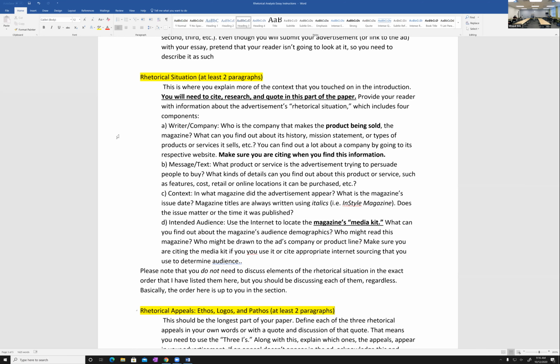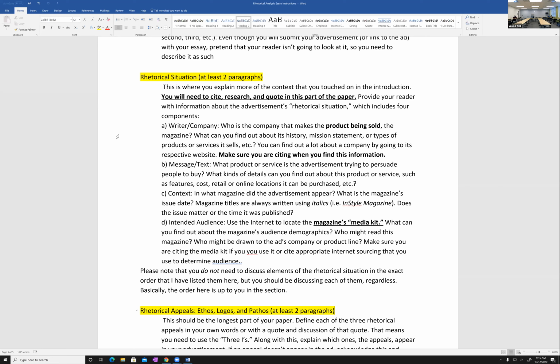So this is where you're going to do your in-text citing. It might be something like, according to the official Nintendo website, they make 5,000 products over blah, blah, blah. The company is based out of whatever, et cetera. But you have to acknowledge where you get that information. So in this section, you're going to be citing.